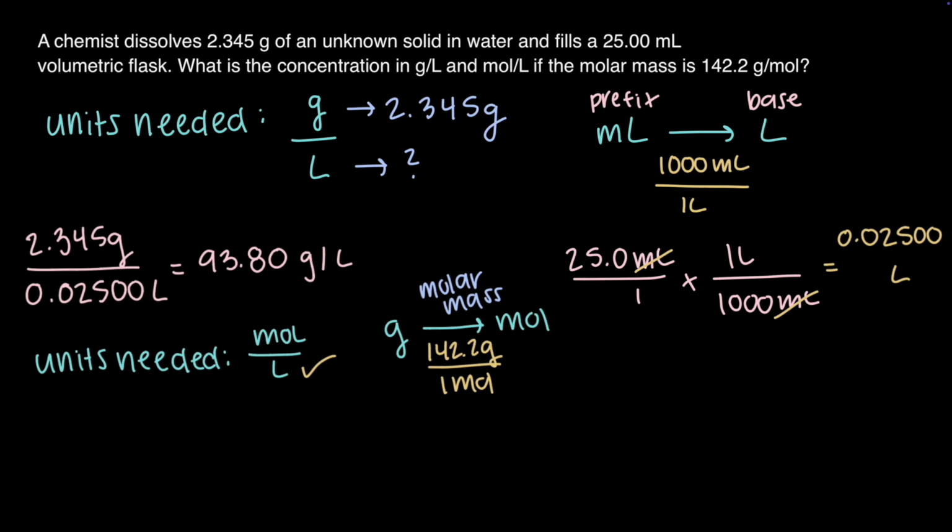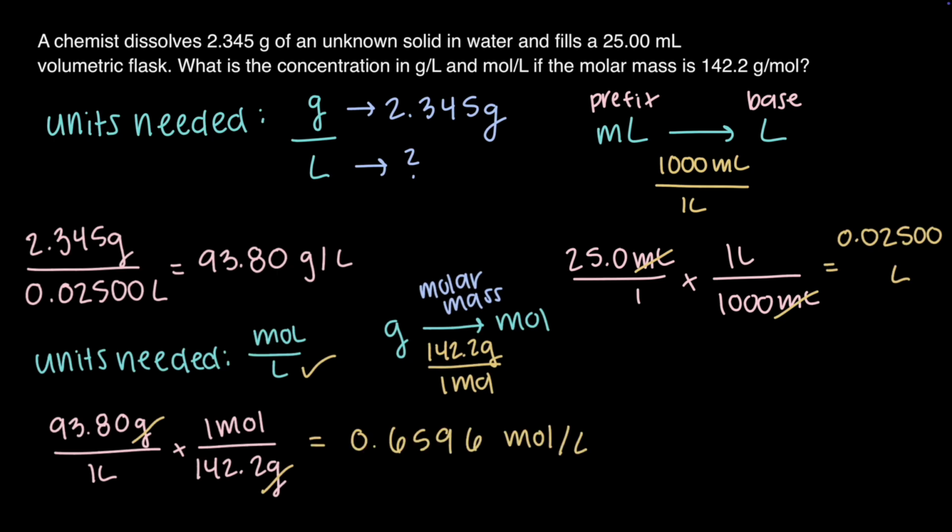This is a good sign that we can use the conversion factor to cancel out the unit we already have to get to the unit we need. Setting up units to cancel, I will start with 93.8 grams on the top and 1 liter on the bottom so we can have a top and bottom fraction. In the next fraction, I will put 142.2 grams on the bottom and 1 mole on the top. Grams cancel out and we are left with moles per liter. Dividing the values, we get 0.6596 moles per liter. We now have our two concentration units needed, 93.80 grams per liter and 0.6596 moles per liter.